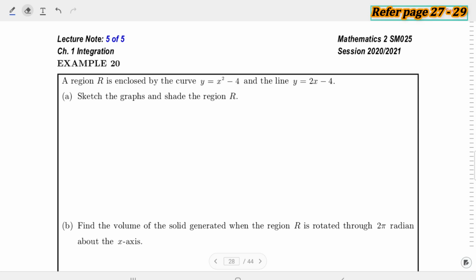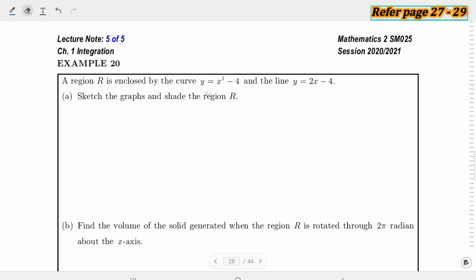Okay, next page, example 20. A region R is enclosed by the curve y equals x squared minus 4, a positive quadratic, and the line y equals 2x minus 4. Sketch this graph and shade the region.